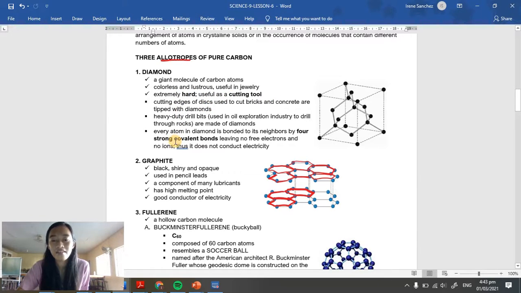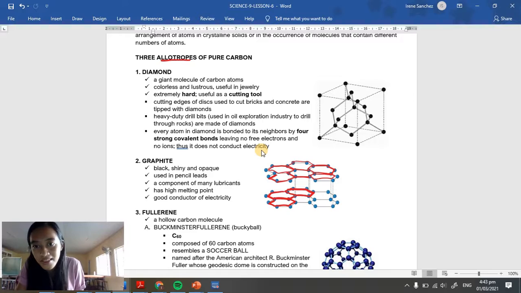And then you can read here more. Every atom in the diamond is bonded to its neighbors by 4 strong covalent bonds, thus leaving no free electrons and no ions. Thus, it does not conduct electricity. The structure of diamond is next. For example, this one dot here is bonded to 1.